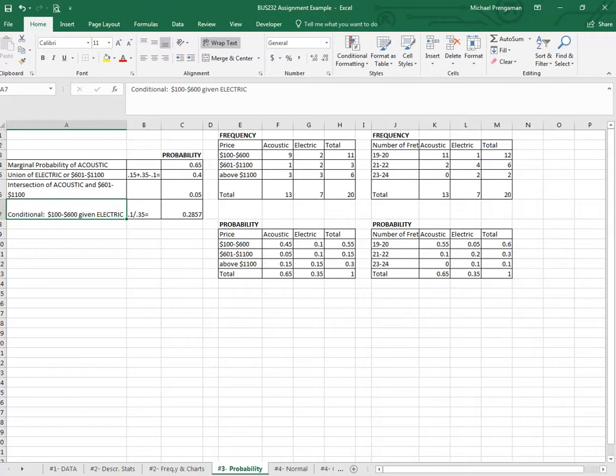Well, the only data which is an electric guitar is that, for a total of 0.35. So 35% of the guitars are electric. Given that it's electric, what's the probability of being in this first category of $100 to $600 would be 0.1 divided by 0.35 for that total. Simply demonstrate these probabilities for your data.